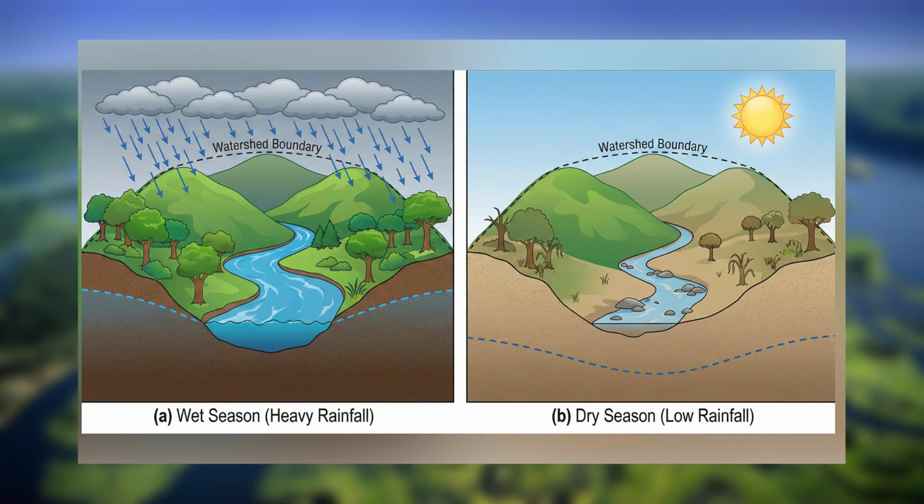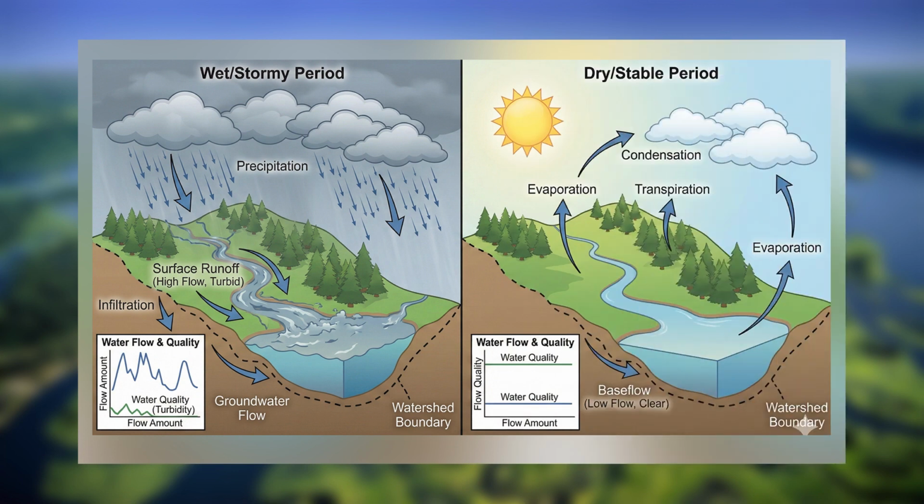Watersheds are not static. Their conditions change over time. They may become wet during periods of heavy rainfall and dry during low rainfall seasons. The amount and quality of water flowing through a watershed can vary from season to season, year to year, and even during a single storm. These changes are closely linked to the hydrologic cycle operating within the watershed.